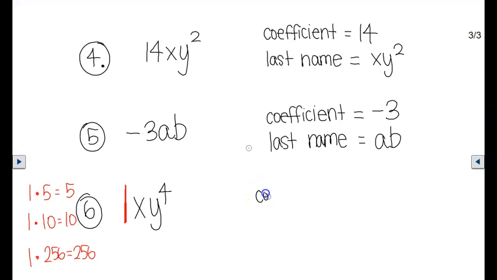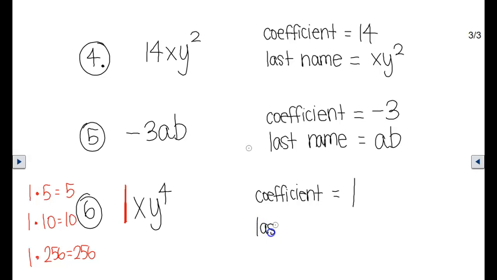So when I see this term and I ask the question, what is the coefficient? I need to recognize that just because I can't see it doesn't mean that it isn't there. It's there. It's just an invisible 1. And it's invisible because multiplying by 1 doesn't change things. So I wouldn't need to write that down.